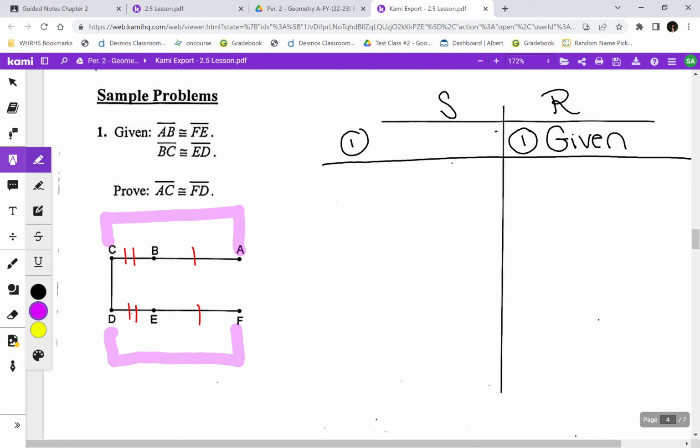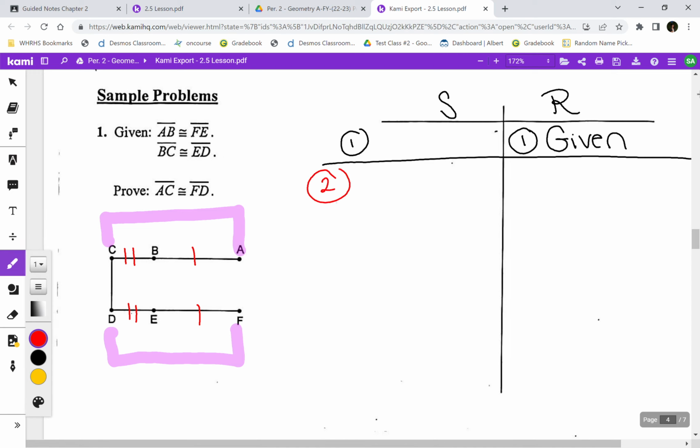Well, look what AC is made up of, 1 slash and 2 slashes. Look what FD is made up of, 1 slash plus 2 slashes. Well, 1 slash plus 2 slashes is a total of 3 slashes. 1 slash plus 2 slashes, isn't that also a total of 3 slashes? So AC is congruent to FD by what reason do you think? Addition, you got it. So we're going to say that AC is congruent to FD, and our reason is addition.